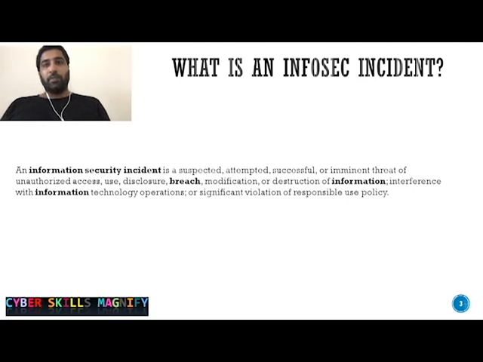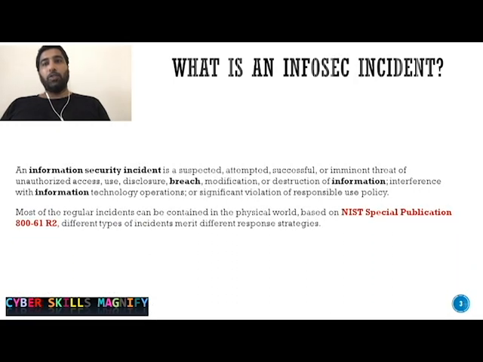modification, or destruction of information, interference with information technology operations, or significant violation of responsible use policy. So, most of the regular incidents can be contained in the physical world. Based on the NIST Special Publication 800-61 R2, different types of incidents merit different response strategies.